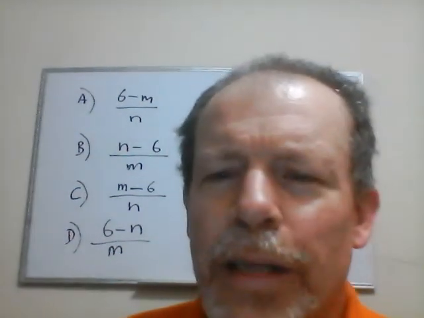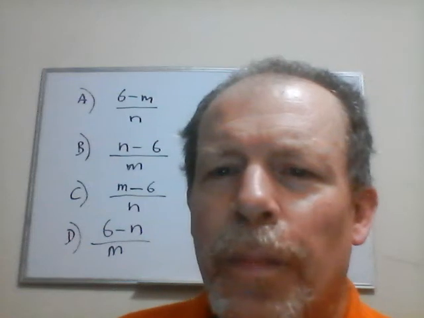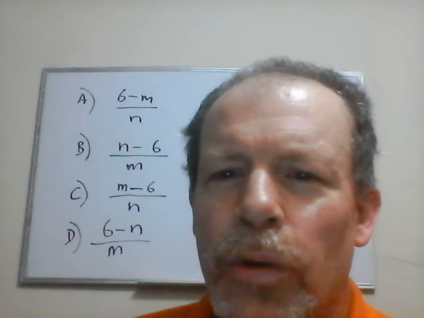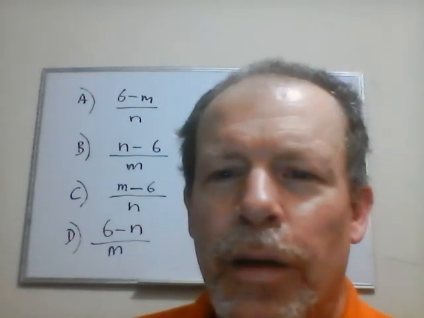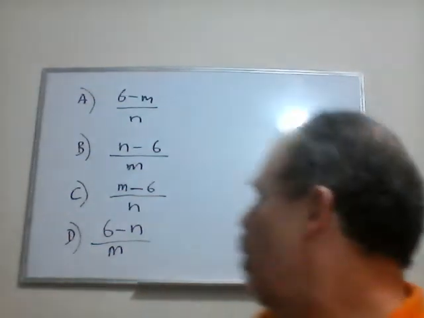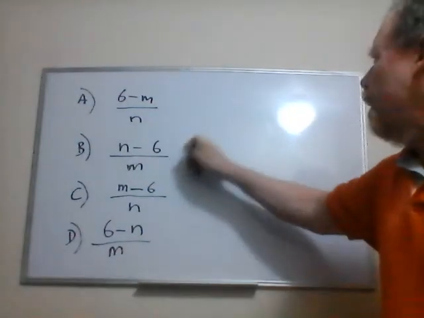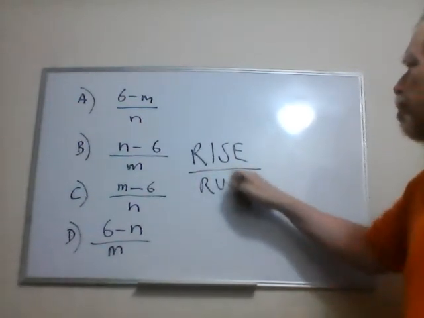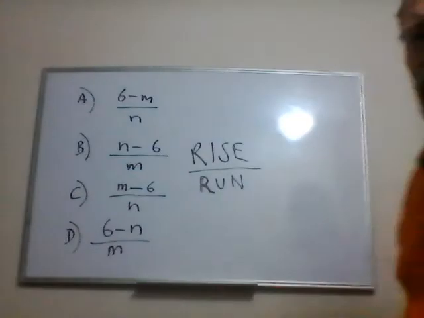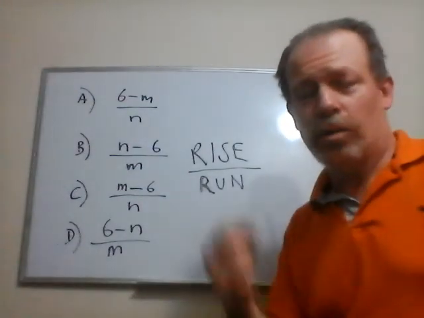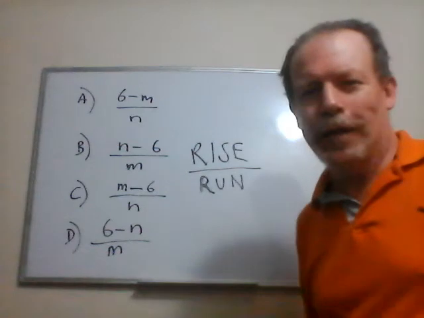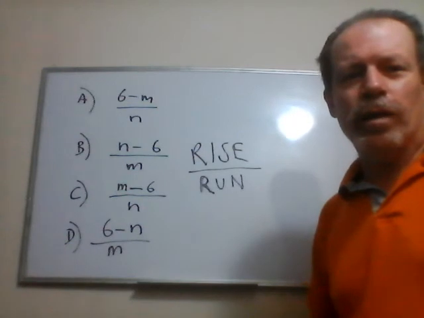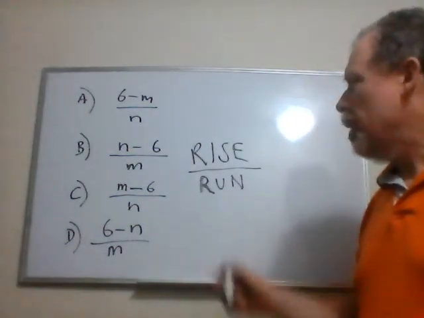The first answer is 6 minus m over n. That's not what you want. One reason is you have the n in the bottom. You should have the rise over the run, which I mentioned before. Quickly eliminate answers that are wrong for the simplest possible reason, and that's what you should do. Go for a simple reason to eliminate first. The rise relates to the y coordinate, and the run relates to the x coordinate.